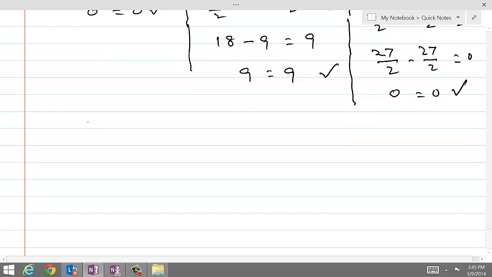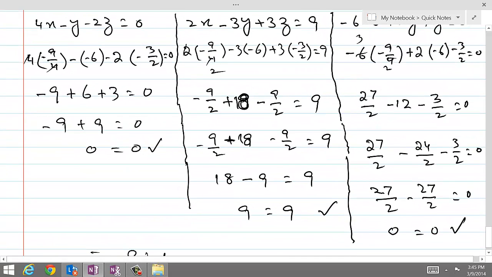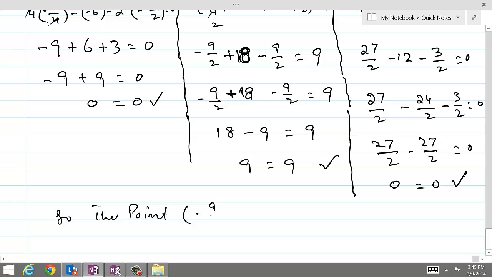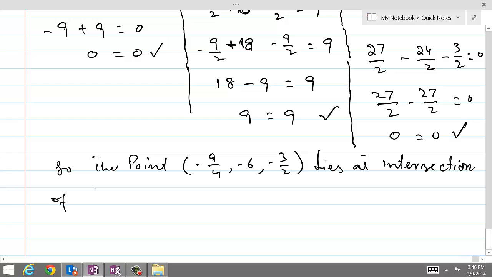Therefore we conclude that the point minus 9 over 4, minus 6, minus 3 over 2 lies at intersection of the given lines in 1, 2 and 3.